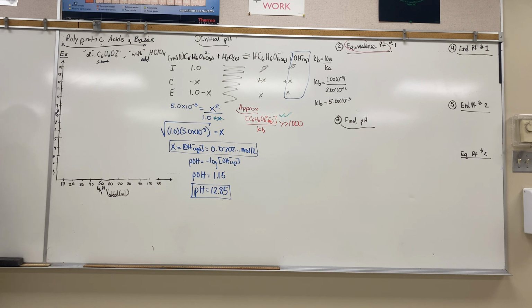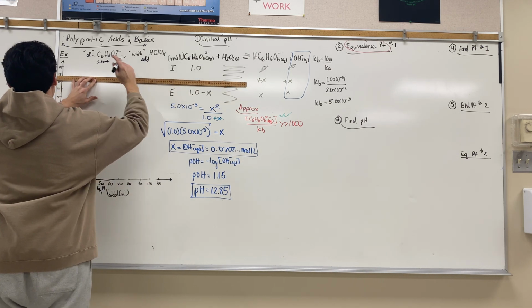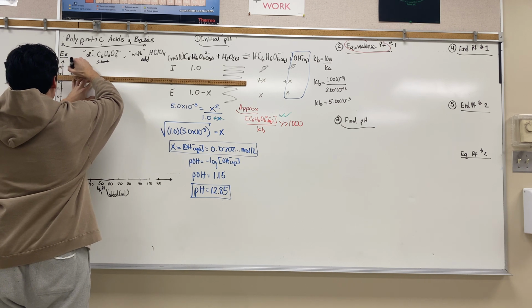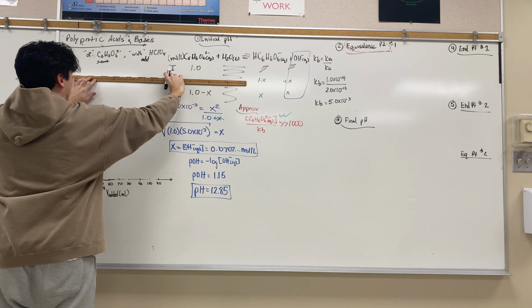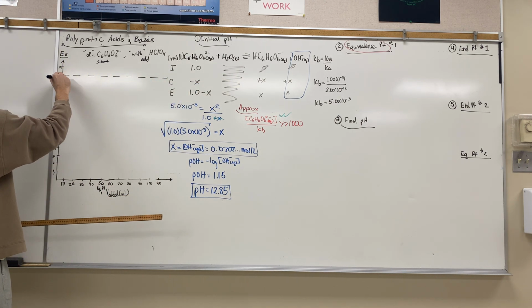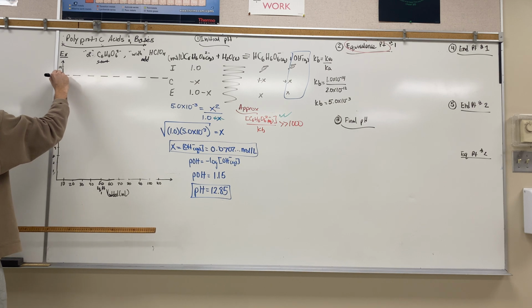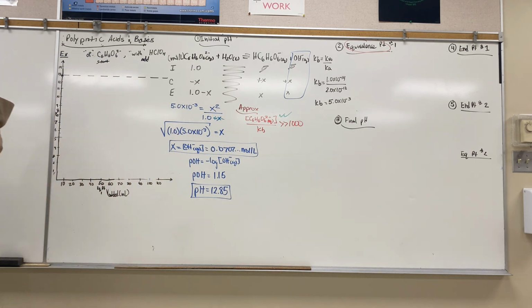So I take my meter stick, I go to 12.85, which is above 12, below 13, and I draw my dotted line. And not only that, I indicate on my graph that it initially starts, oh, sorry, I drew 13 exactly. It initially starts at 12.85. Okay, we've done that before. Now we're going to go over to the equivalence point, okay?